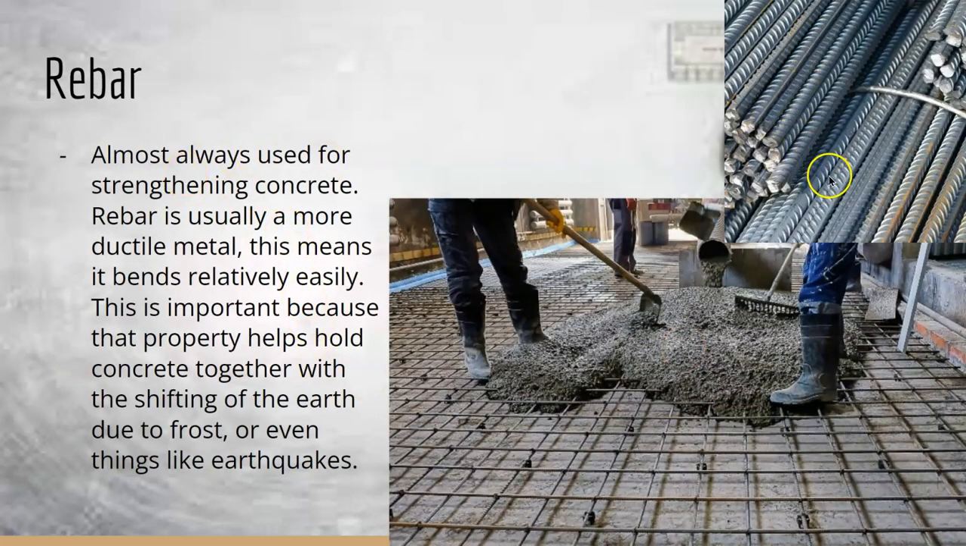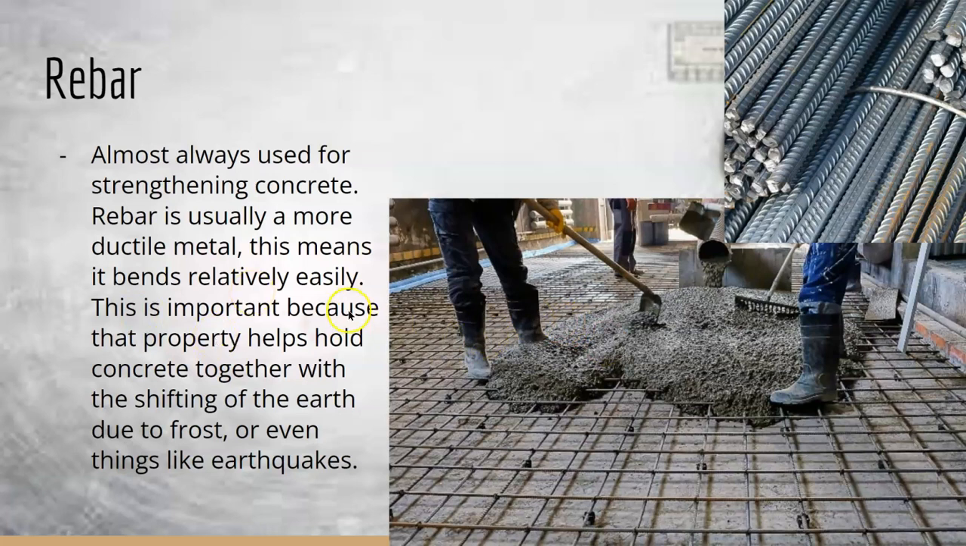We have chunks of rebar all over our shop. This is what our blacksmith project is going to be made out of. It's used for strengthening concrete. Rebar is usually a more ductile metal. This means that it bends kind of relatively easy as far as metal goes. It doesn't bend like that piece of tin that we had, and it doesn't bend like a piece of sheet metal, but it definitely bends easier than a piece of flat bar or something like that.